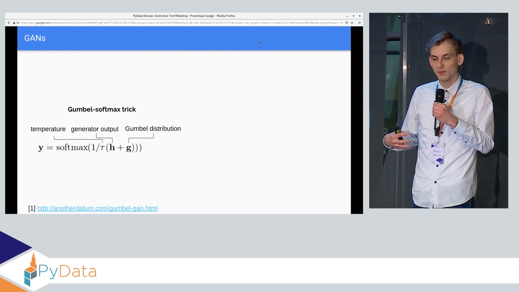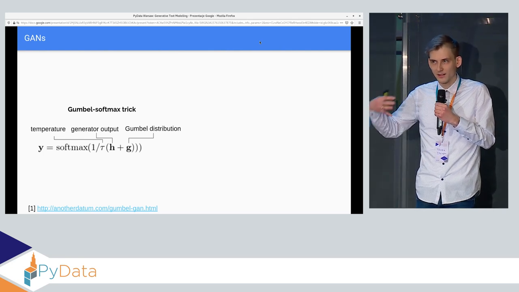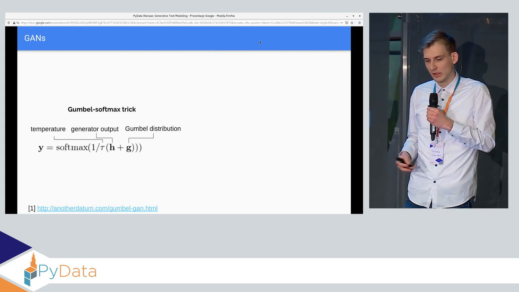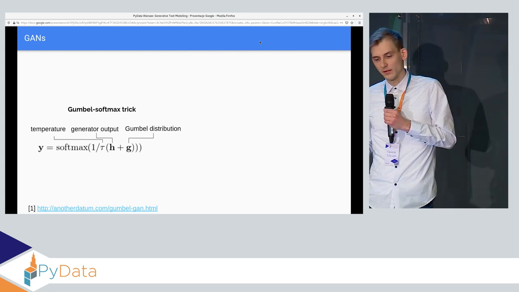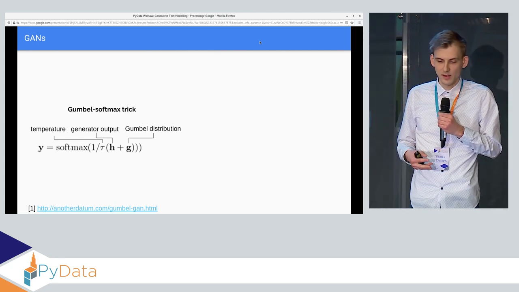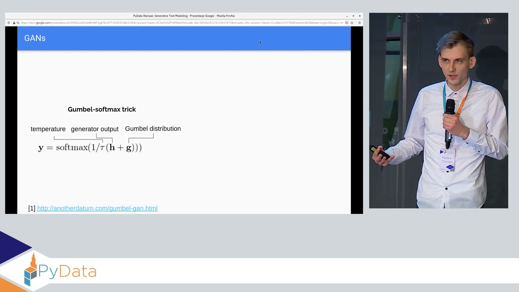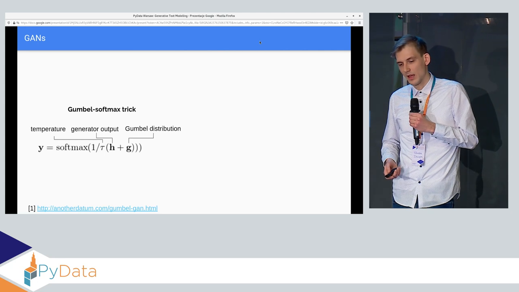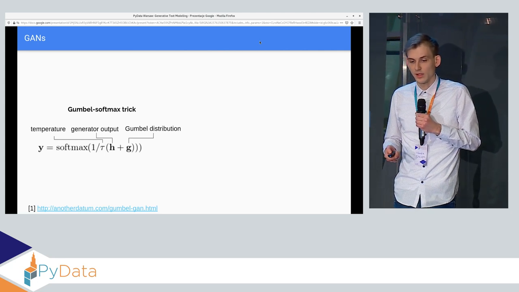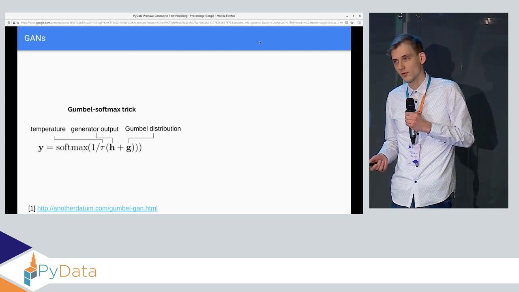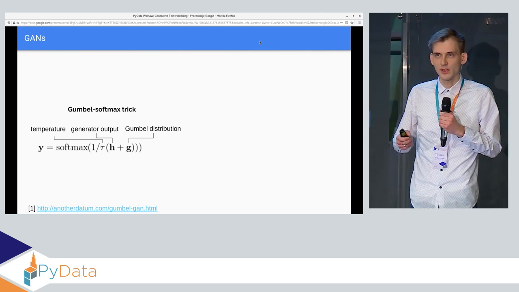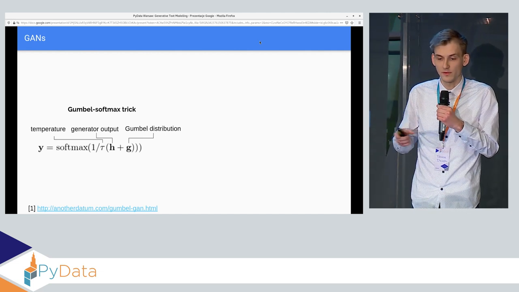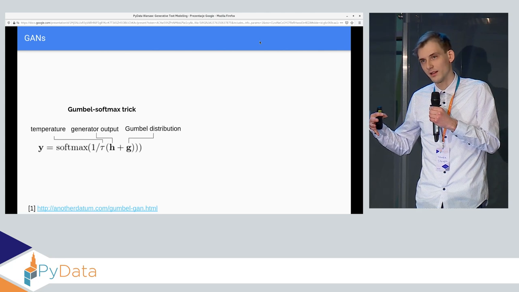So here comes the Gumbel distribution. We basically add a value from the Gumbel distribution. But again, we can't really take the argmax because argmax is not differentiable. So in order to provide differentiability, we use softmax. And additionally, we can also use a parameter called temperature. By altering the temperature, we're altering how much the overall function looks like an argmax.